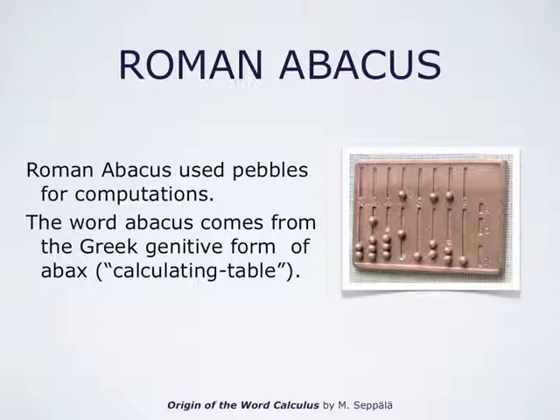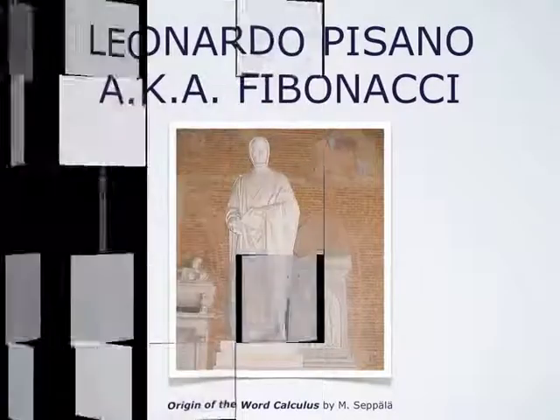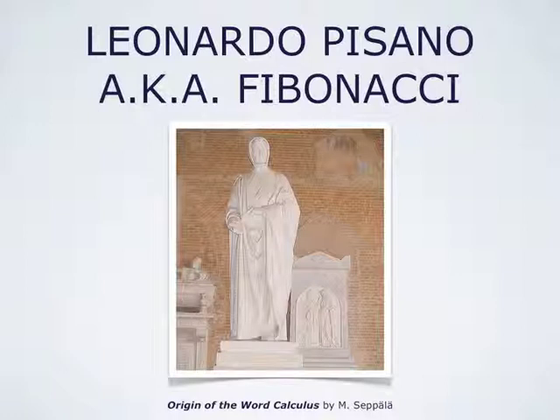All these calculations in Europe became easier with Leonardo Pisano. He is more commonly known as Fibonacci. He was the son of a well-to-do merchant in Pisa, nowadays in Italy, and his father was considered to be a good man. So he earned the nickname Bonaccio, that's a good man. And his son, Figlio di Bonaccio, was then called Fibonacci. So that's where the name Fibonacci comes from for Leonardo Pisano, and everybody now calls him Fibonacci.